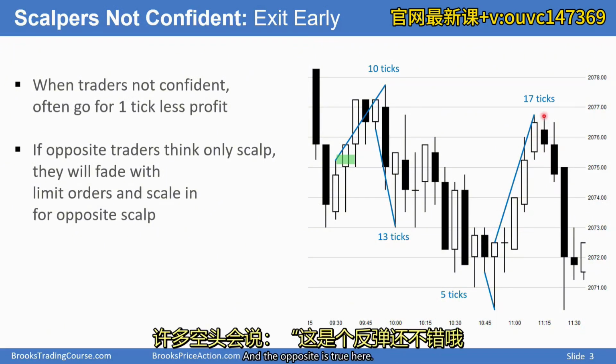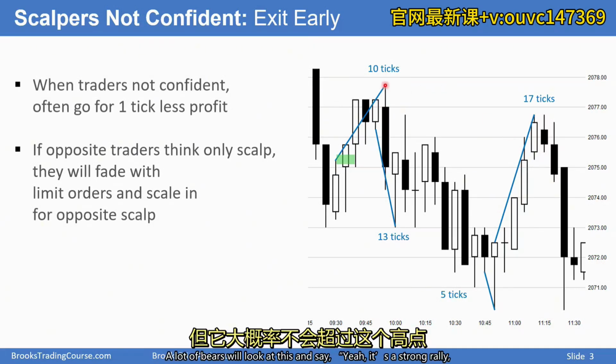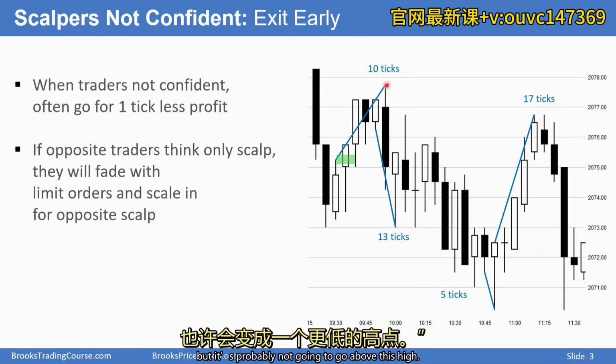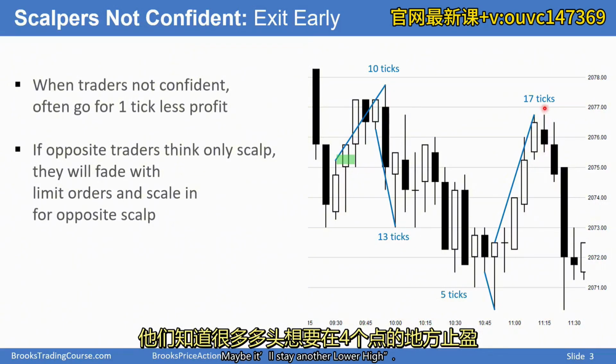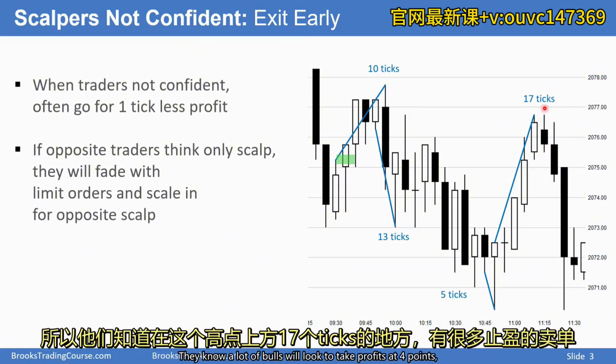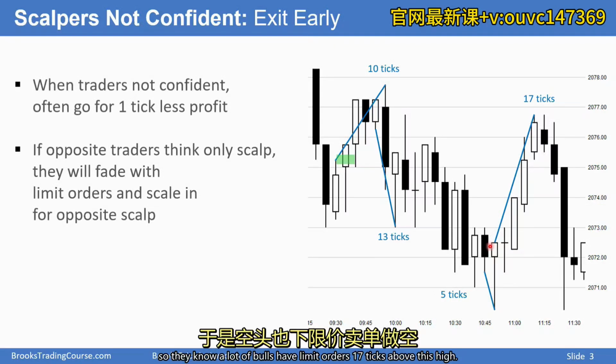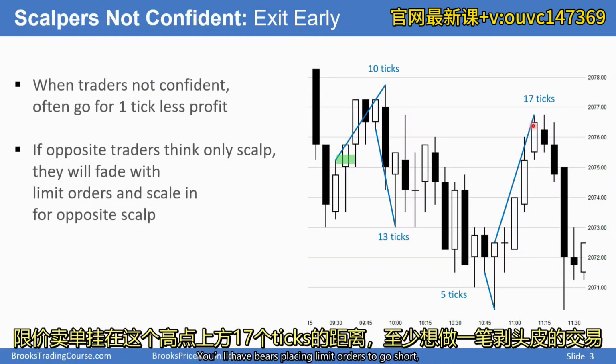And the opposite is true here. A lot of bears will look at this and say, yeah, it's a strong rally, but it's probably not going to go above this high. Maybe it'll stay another lower high. And they know a lot of bulls will look to take profits at 4 points. So they know a lot of bulls have limit orders 17 ticks above this high. You'll have bears placing limit orders to go short, at least for a scalp, 17 ticks above this high.